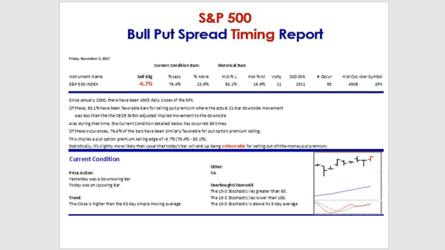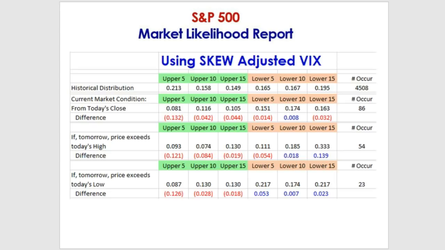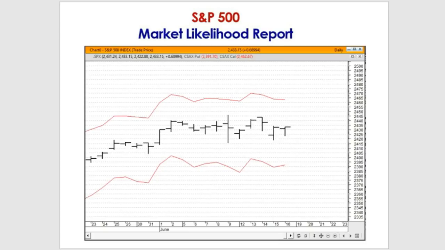Let's go to just the straight market likelihood report. And this answers the question, based upon past occurrences of the current market condition, what is the market likely to do? Go up, down, wobble around a bit, etc. And to answer that question, we use what's called price distribution bands, where we're trying to look at price distribution and measure it, and I'll show you how we do that here. So let's take some 5-day bands.